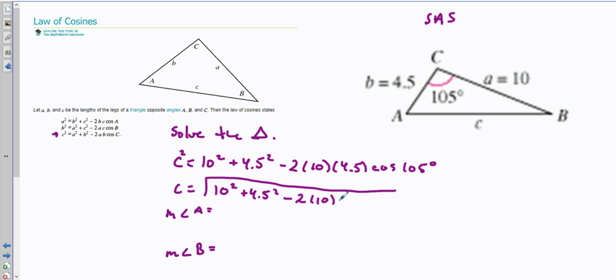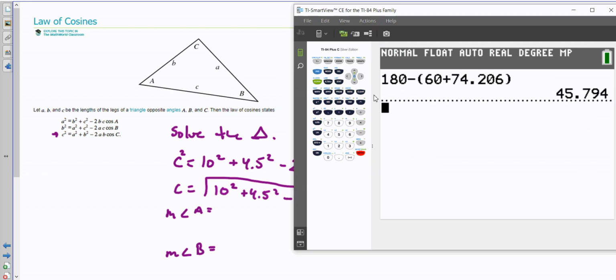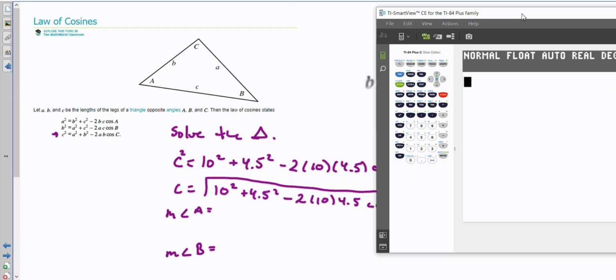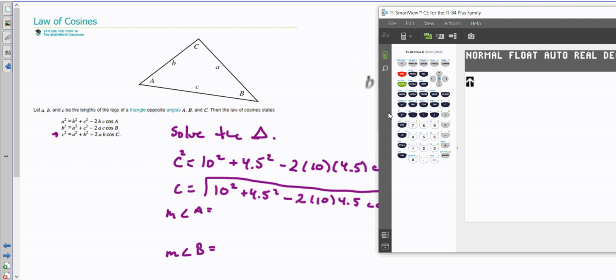If you take out your calculator, clear out whatever you have there. We're going to take the square root of 10 squared, which is 100, plus 4.5 squared, minus 2 times 10 times 4.5, which is 20 times 4.5, which equals 90.